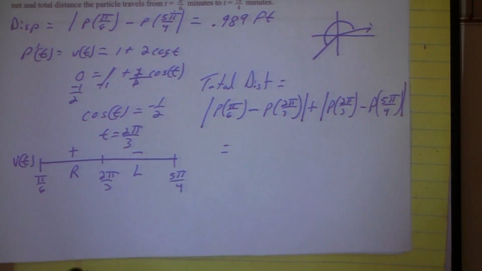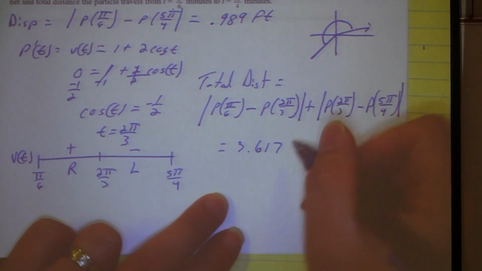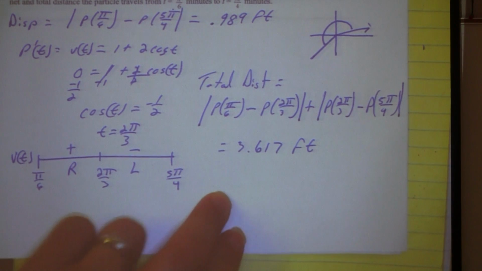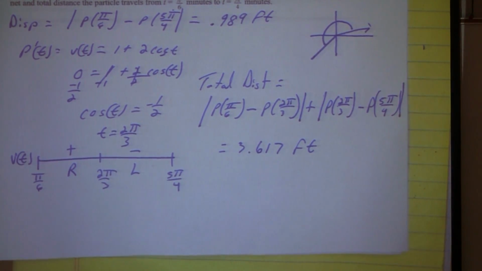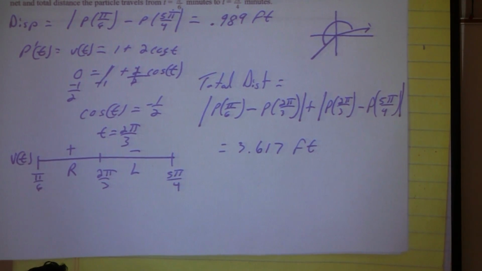You get 3.617. 3 point what? 617? And the units would be what? Any questions? No? It's really easy?